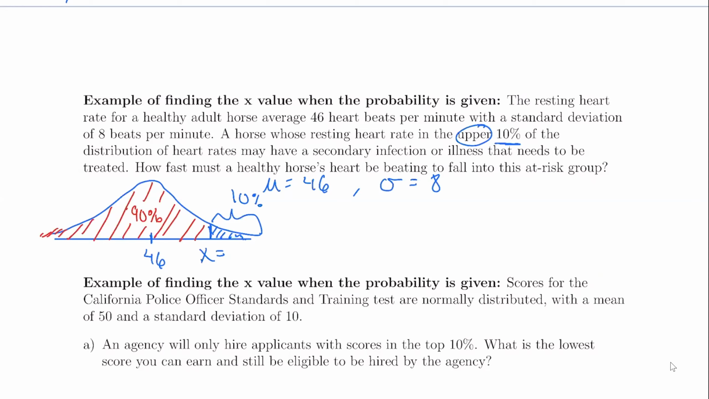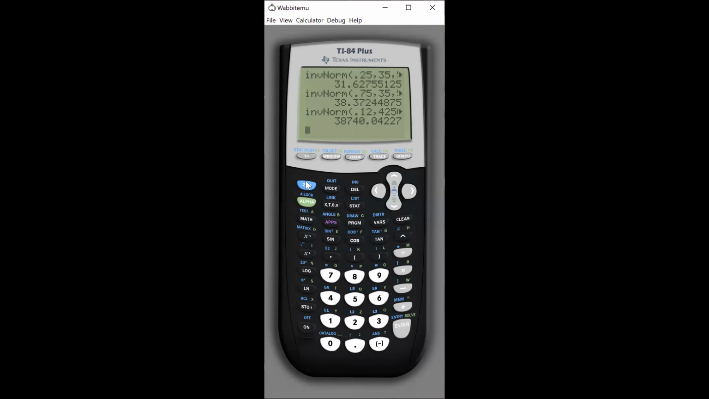All right, so let's do the area. So the area will be 0.90. My mean will be 46. And lastly, standard deviation will be 8 heartbeats per minute. Any question on how we got 0.90, 46, and 8 for area, mu, and sigma? All right, so let me go ahead and transition over to the TI-83, or TI-84. And let's go ahead and do this.